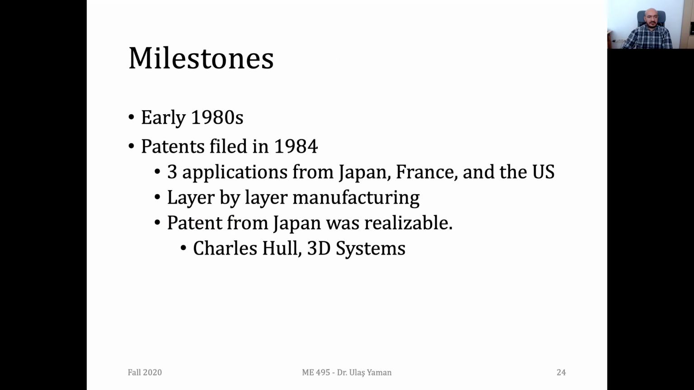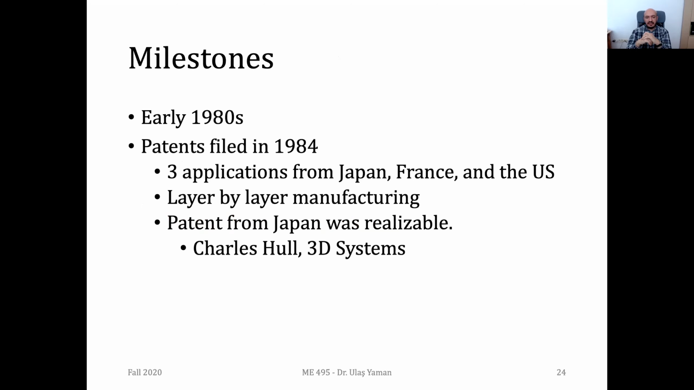And let's now quickly look at some milestones and the development of additive manufacturing systems. It actually started around the 1980s, in the first part of the 1980s. There were 3 different patents, somehow similar, but they were mainly based on layer by layer manufacturing. And these patents were from Japan, France, and the US. And the one from Japan was much more realizable.